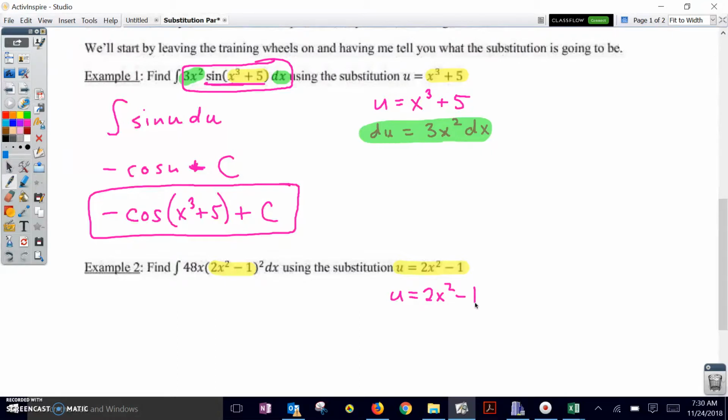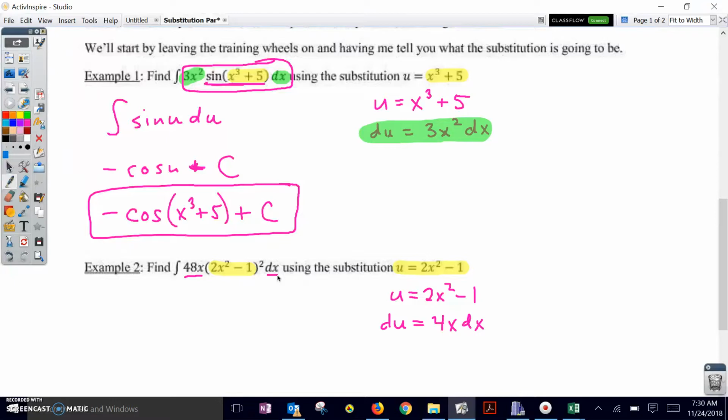And then we're going to take the derivative of it. The derivative of u is equal to, and on the right-hand side, we get 4x dx. Okay, so this is a little bit different from the one that we had before. What's left when I make the substitution of u is I have 48x dx remaining behind. And I need to replace that with what it's equal to in terms of du.